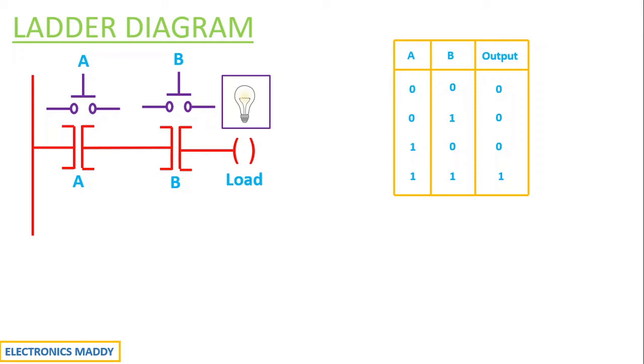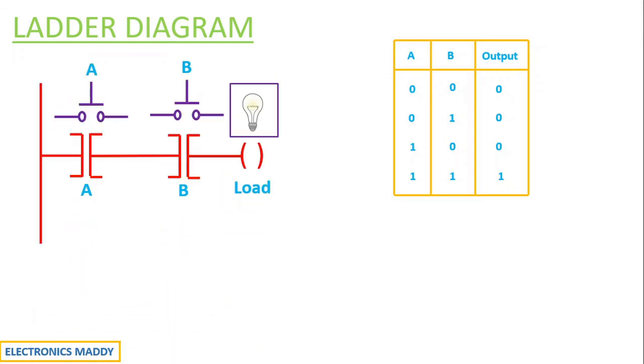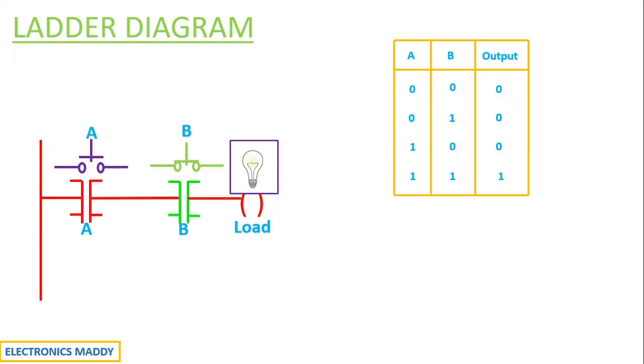So how do we understand and analyze them? In this case, I'm not pressing any of the push button switches over here. Consequently, the light does not glow and the output corresponding to it is zero. Now when I am energizing one of the inputs, that is B in this case, by pressing the push button, consequently B is energized and acts as short circuit, but A is still open. As a result, the light does not glow.